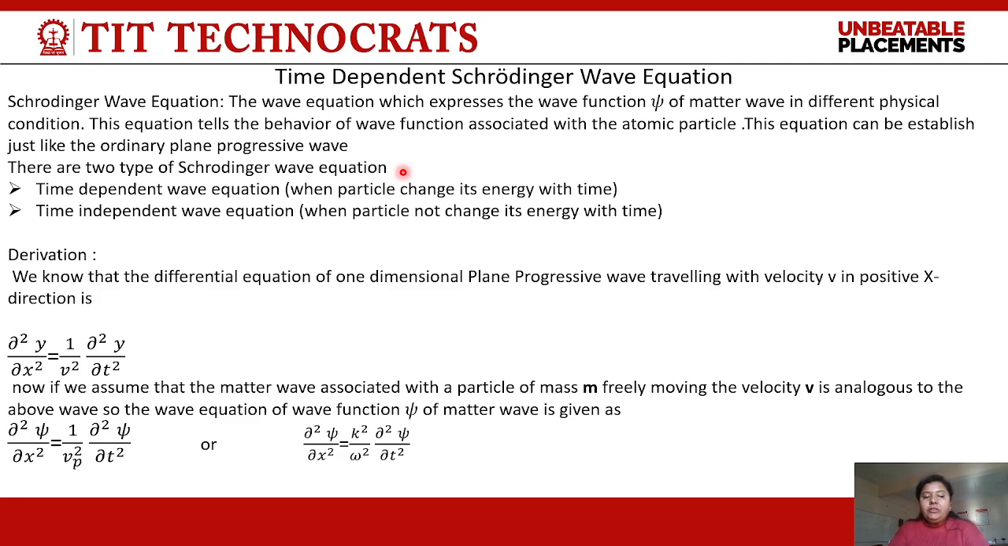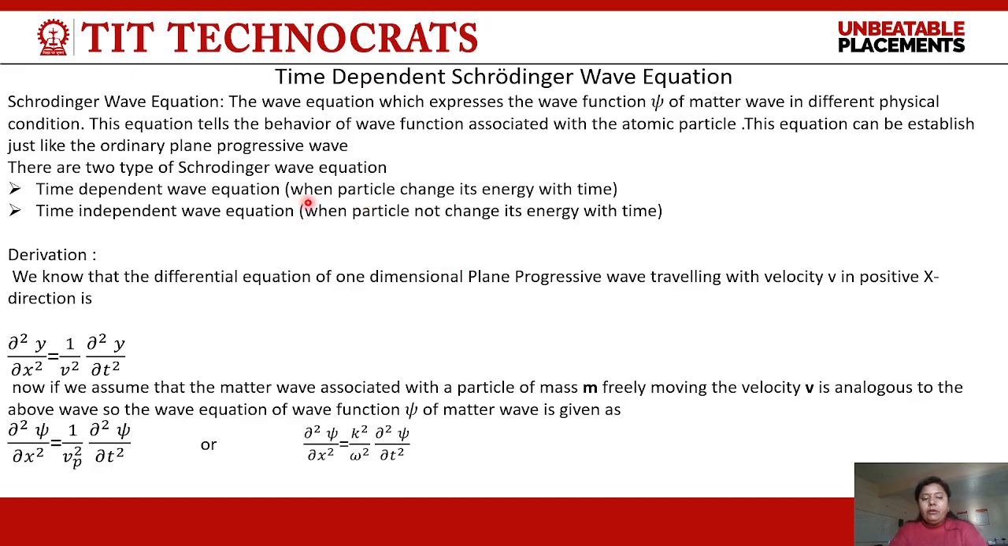The equation can be established just like an ordinary plane progressive wave equation, and there are two types of Schrodinger wave equation. One is the time dependent Schrodinger wave equation, and the other is the time independent Schrodinger wave equation. The time dependent equation is applied when the particle changes its energy with time, and the time independent one when the particle does not change its energy with time. Means if the particle is not going to change its energy with time, then we apply the Schrodinger time independent equation.